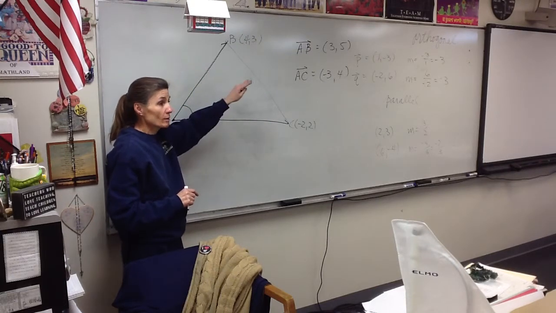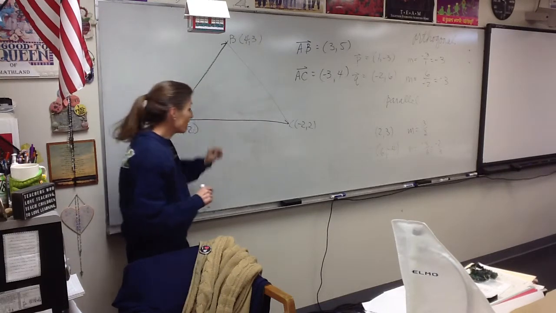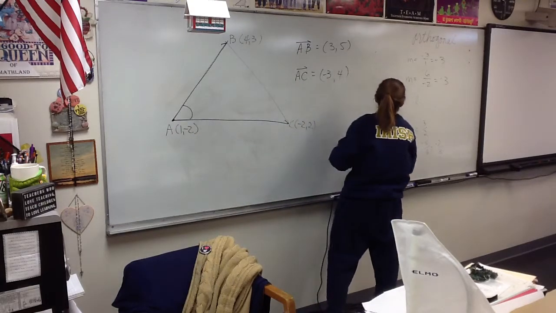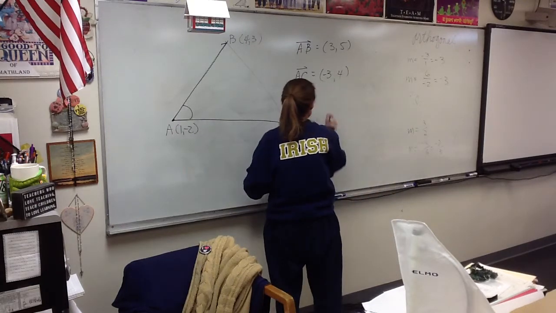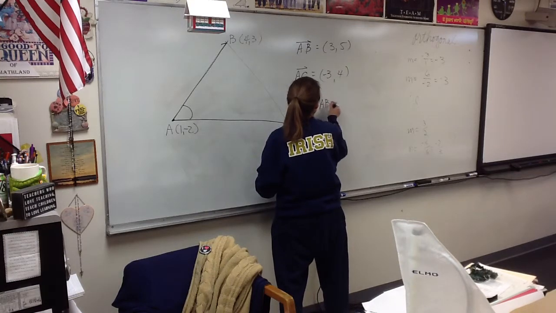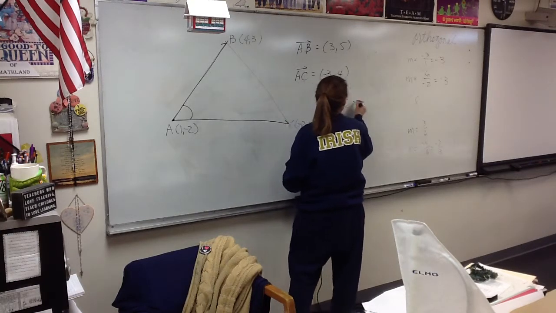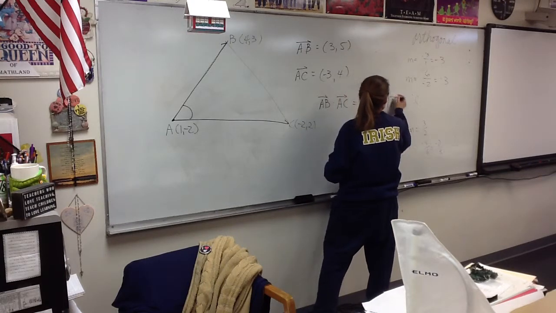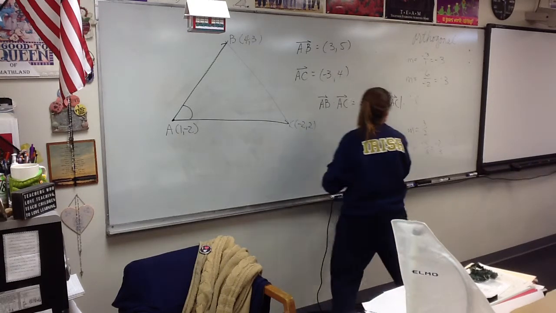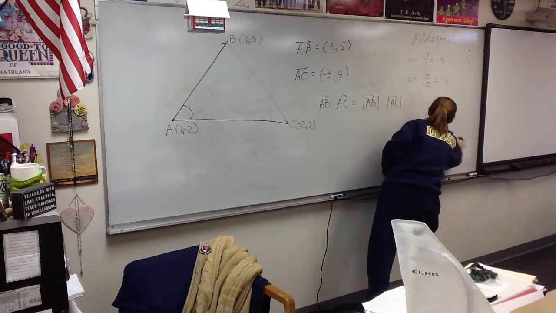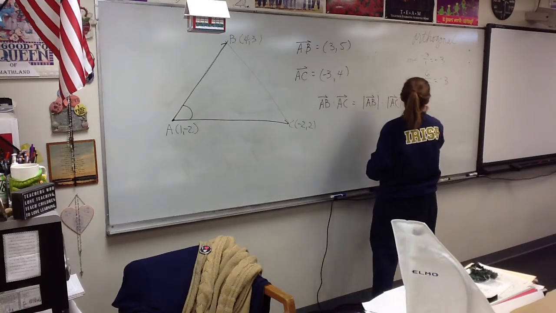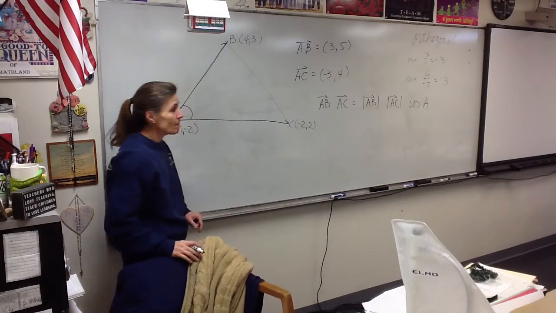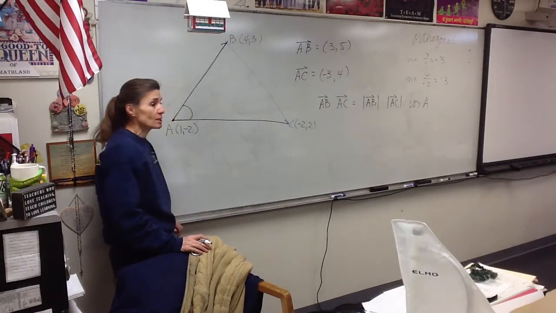We just talked about this. How do we find the angle between two vectors? What do we start with? The dot product. We remember that the dot product equals the magnitude of the first times the magnitude of the second times the cosine of the angle between them. Dot product equals magnitude times cosine.